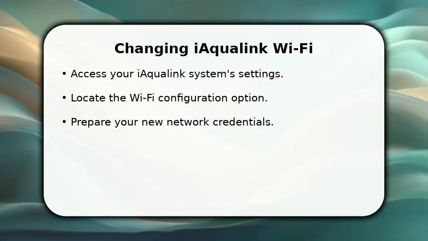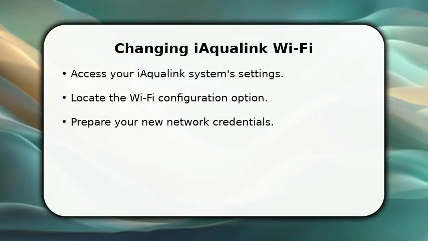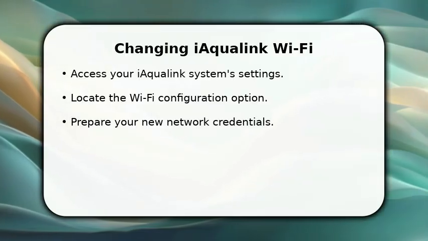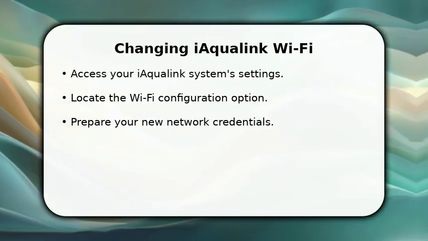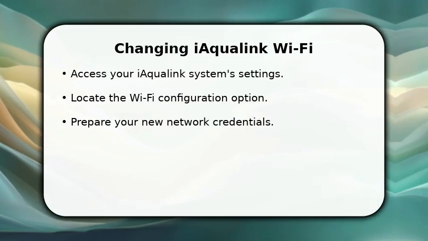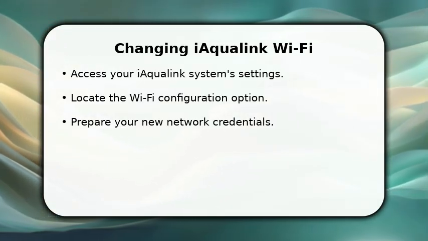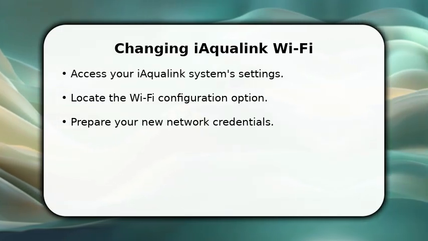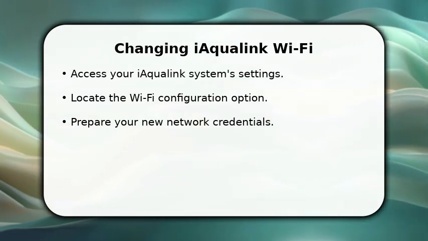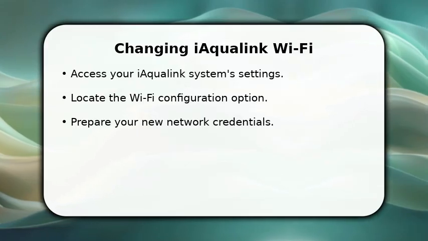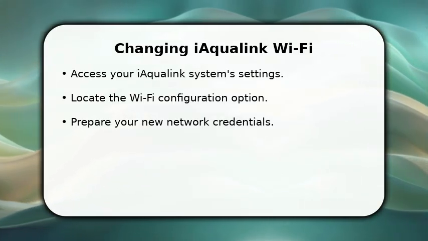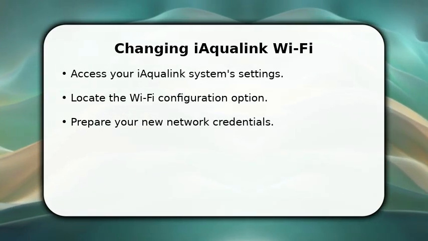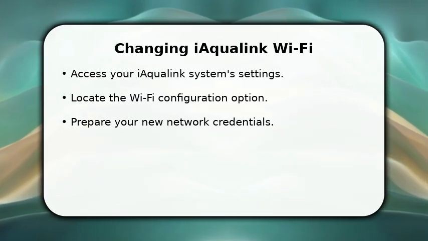Enjoy the video. In this video, I will explain how to change your IAQUALINK Wi-Fi settings. First, ensure your IAQUALINK system is powered on and accessible. You'll need to navigate through the main menu to find the network configuration options. Have your new Wi-Fi network name and password ready before you begin this process. This easy method will guide you step by step to a successful connection.